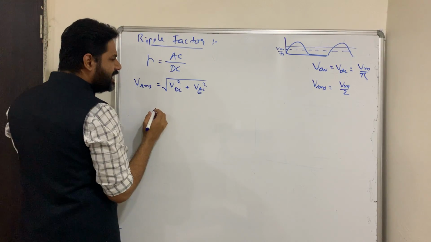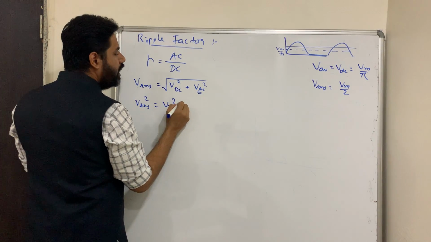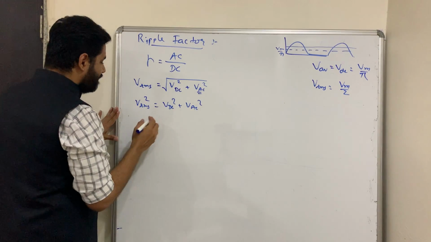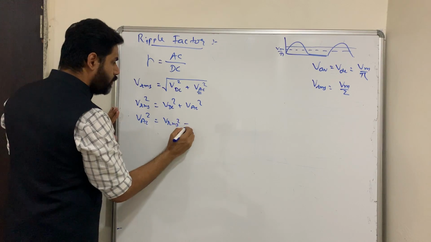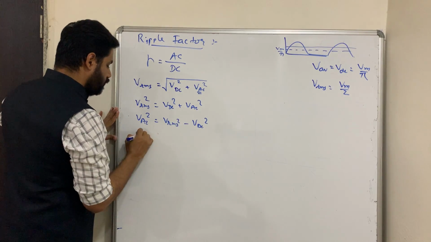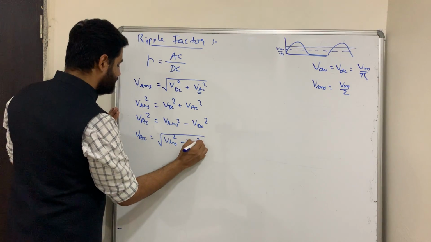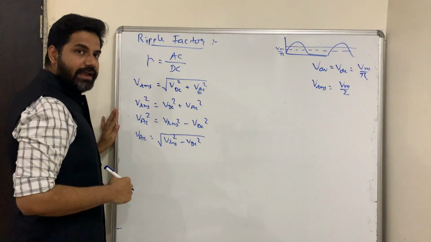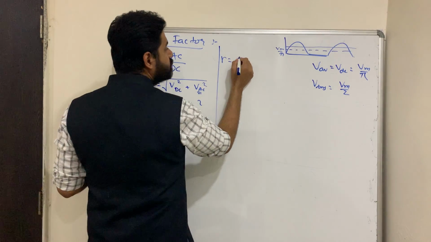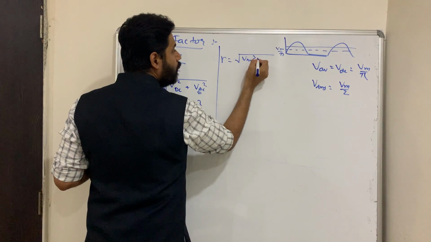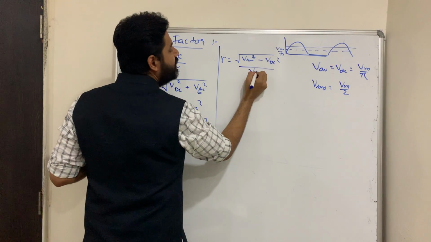Squaring both sides, VRMS square is equal to VDC square plus VAC square. So we have VAC square equal to VRMS square minus VDC square. So VAC is equal to square root of VRMS square minus VDC square. So we have got the AC component, and DC I already have. So the ripple factor, which is equal to VAC upon VDC, is the square root of VRMS square minus VDC square, divided by VDC.